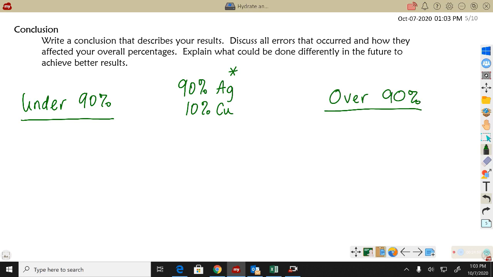Now ours was just slightly above, and I think it's because of the slight contamination. Obviously, it's impossible to collect more silver chloride than what we calculate, but if your percent is over 90, the silver chloride is contaminated.